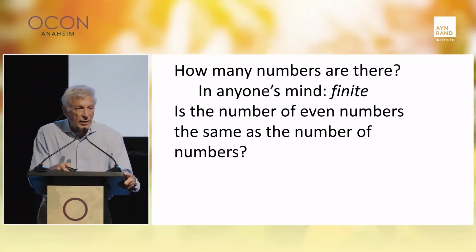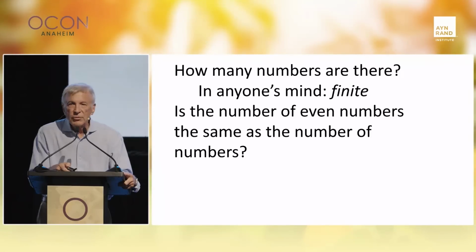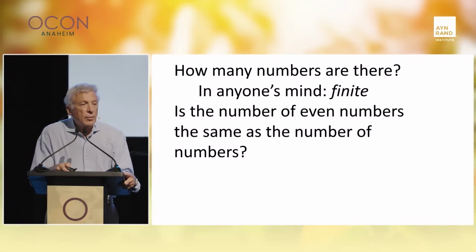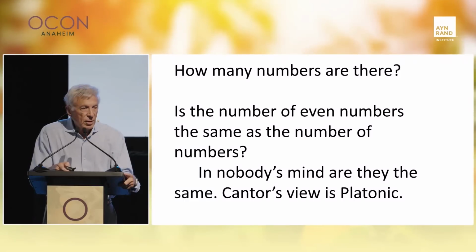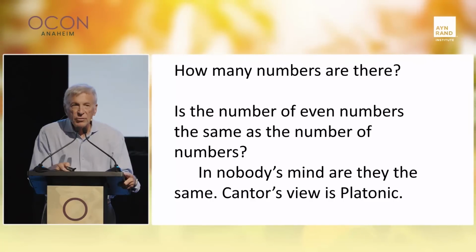From that, he says the number of even numbers and the number of regular numbers, integers really, is the same. But that presupposes infinity. It presupposes an actual infinity, and he knew it, and he was happy with that. But the answer to that is, in nobody's mind are they the same. Nobody, however many numbers he knows, has the same number of even numbers and numbers.